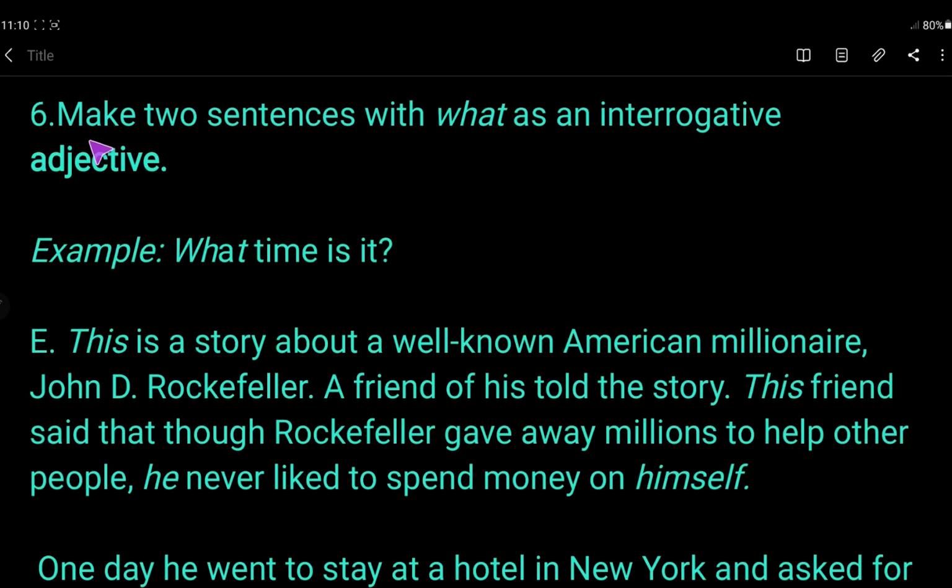Next one, make 2 sentences with what as an interrogative adjective. Here one is given, what time is it? We can write what as an interrogative adjective, that is, what answers have you learned today?